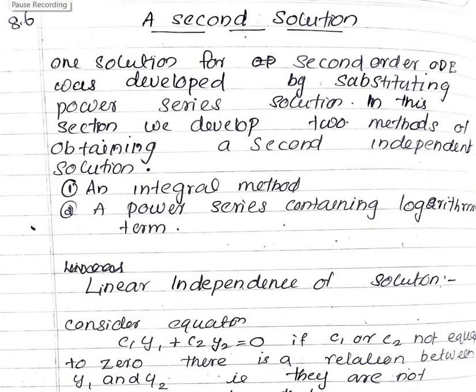So let us examine how we can find a second solution of an ordinary differential equation. One solution for a second order ordinary differential equation was developed by substituting a power series or by the Frobenius method. In this section, we will develop two methods of obtaining a second independent solution: an integral method and a power series containing a logarithmic term.